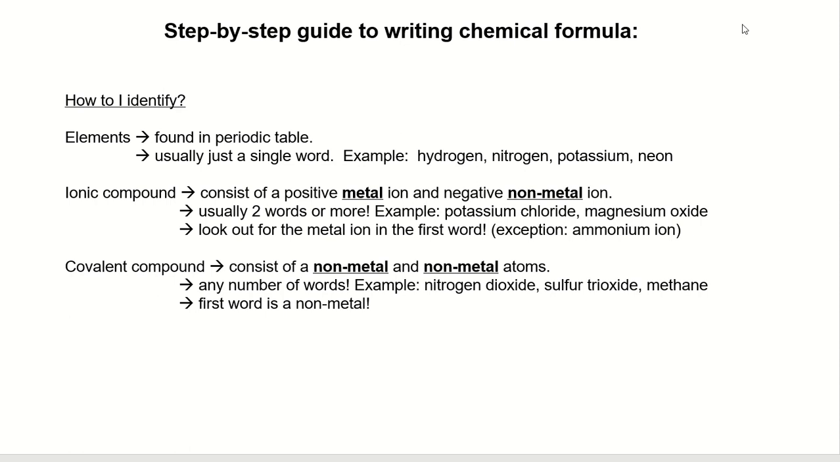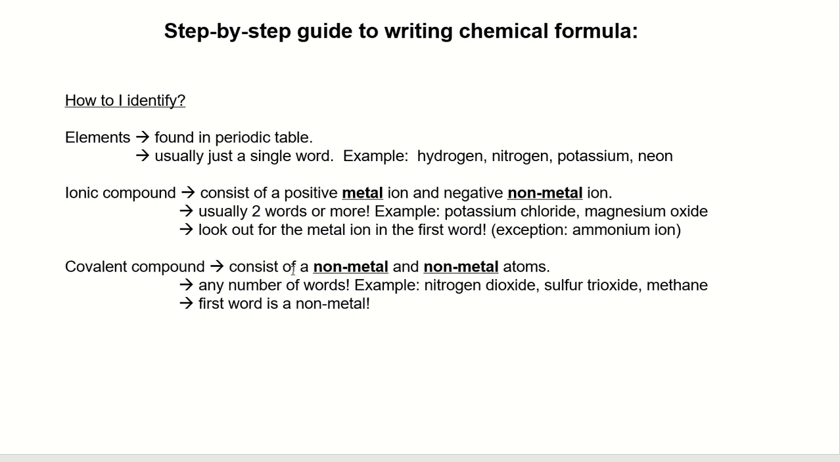What about covalent compounds and ionic compounds then? Now previously, you have learned in the chapter on chemical bonding the difference between ionic compounds and covalent compounds. So just a recap, an ionic compound consists of a metal and a non-metal. In this case, the metal will be a positive metal ion, and the non-metal will be a negative non-metal ion. And for compounds, usually the name will be 2 words or more. Of course, there are some exceptions. For example, potassium chloride or magnesium oxide.